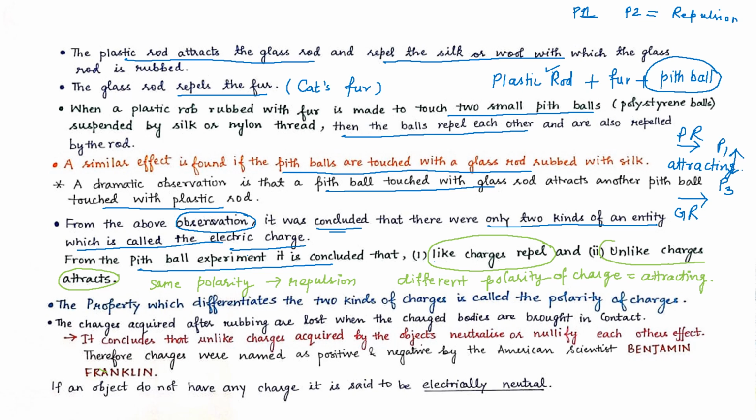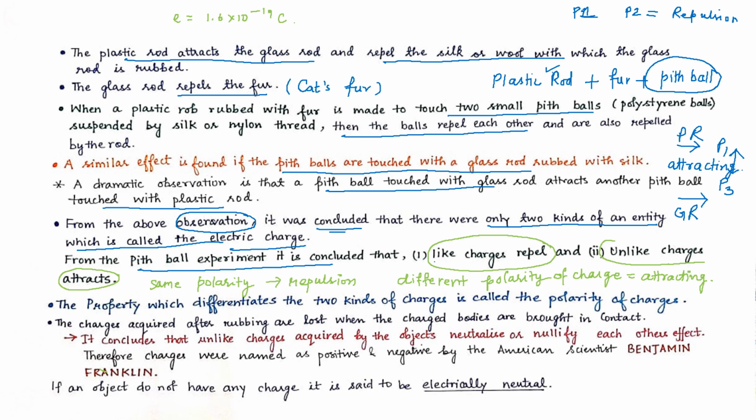Now this property which differentiates the two kinds of charges is called polarity of charge. In the upcoming sections we will read about the charge contained in an electron and in a proton. The amount of charge contained by electron and proton is the same. They both have a charge value equal to 1.6 into 10 to the power minus 19. But what makes the difference? What is making the difference in these two charges?